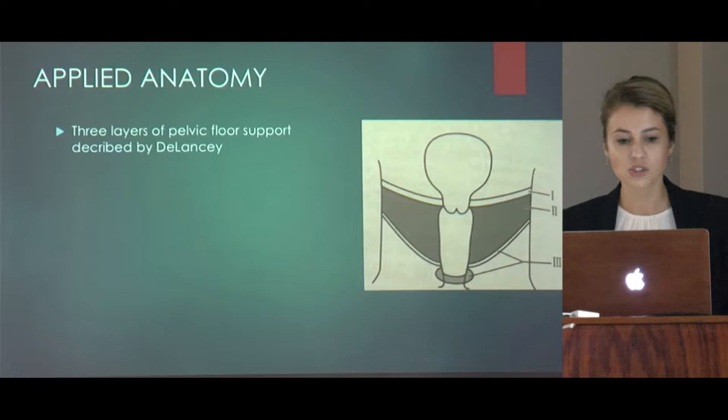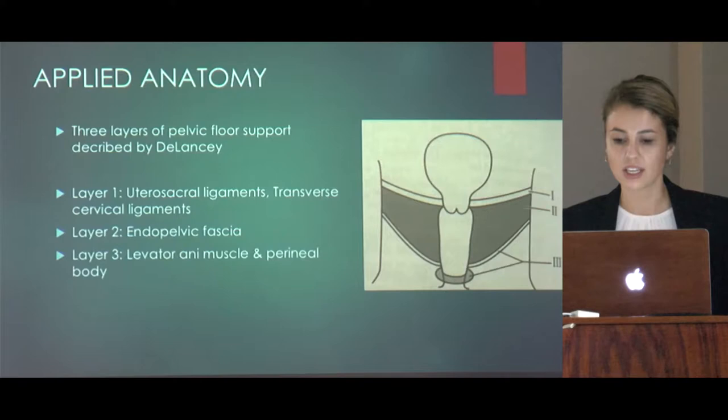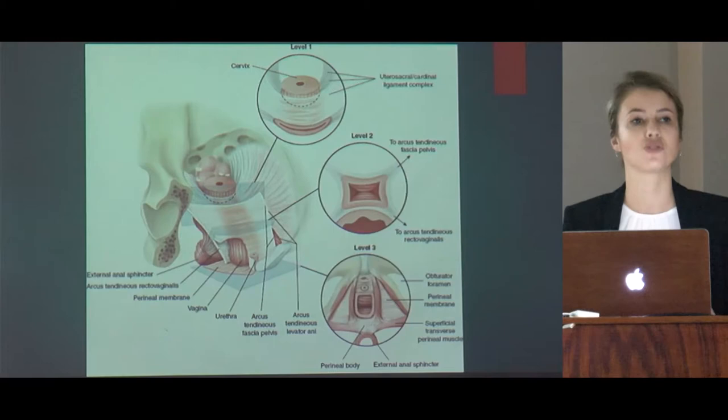So layer one is the uterosacral ligaments and the transverse cervical ligaments. Layer two is the endopelvic fascia. And layer three is the levator ani muscle and the perineal body. So here you can see a three-dimensional illustration of the three layers of support. And they obviously work together.